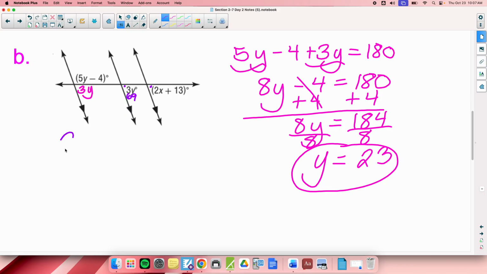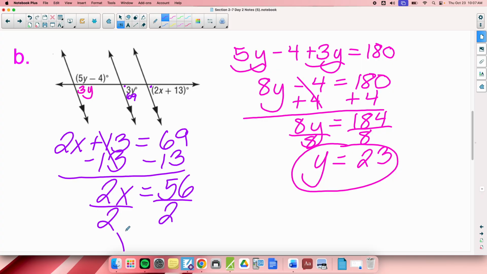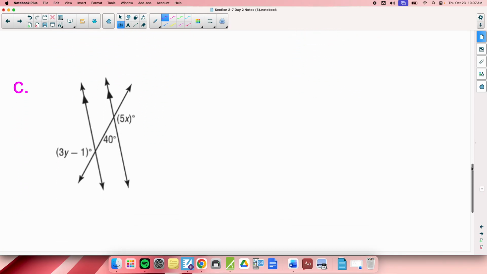So now I can say 2x plus 13 equals 69. Subtract 13. And I can say 2x equals 56. Divide by 2. And x is 28. Okay. Get that? Is that what you guys got, 28?